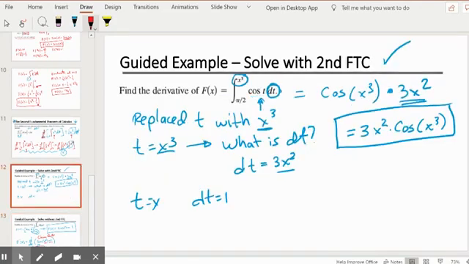Over here, we use the shortcut. Let's run through that shortcut one more time.